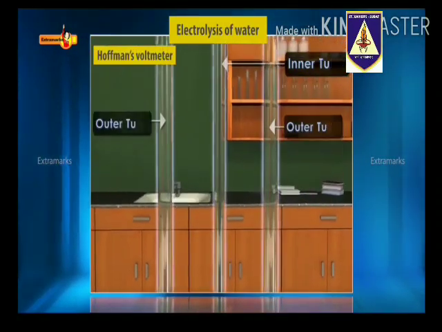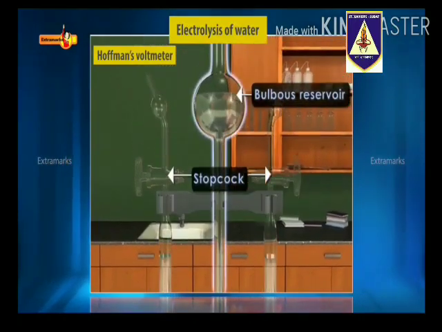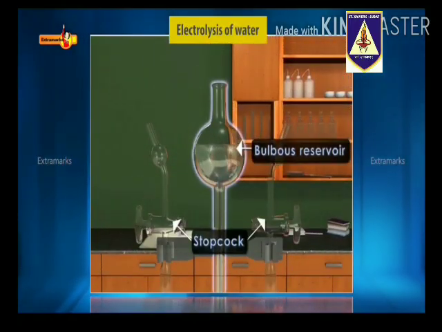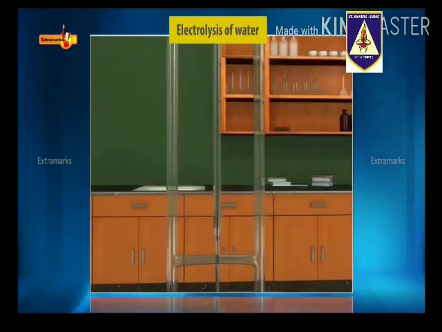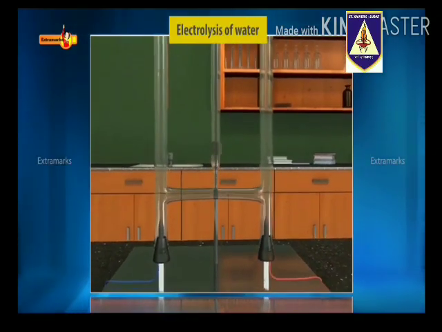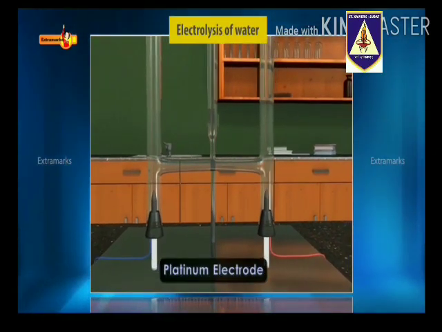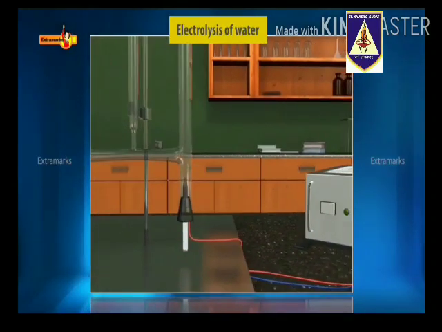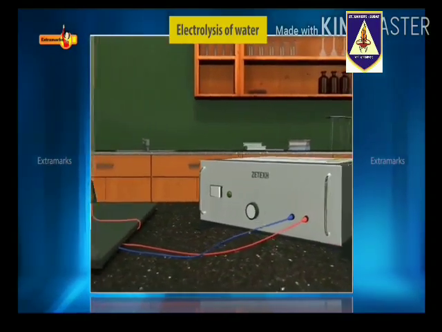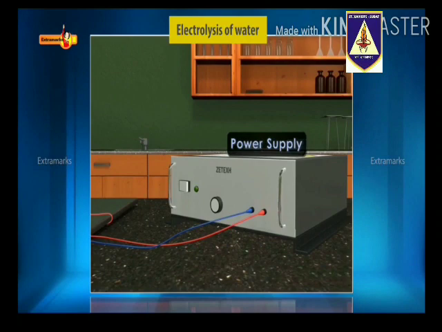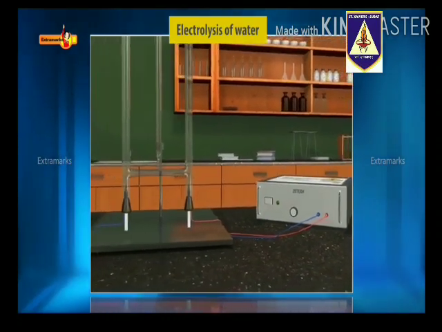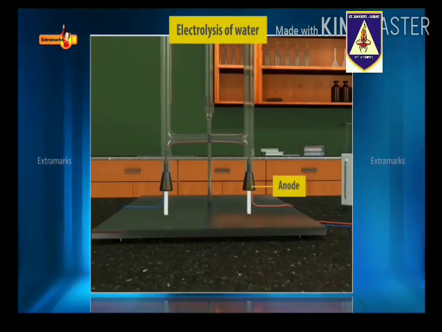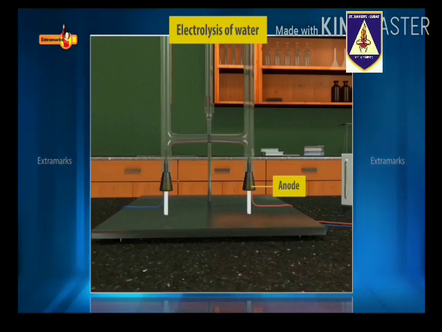The inner tube is open at the top to allow the addition of the electrolyte, which is the acidified water. The two outer glass tubes are connected to a platinum electrode. These electrodes are connected to the positive and negative terminals of the battery. The electrode connected to the positive terminal of the battery is called the anode, and the electrode connected to the negative terminal of the battery is called the cathode.